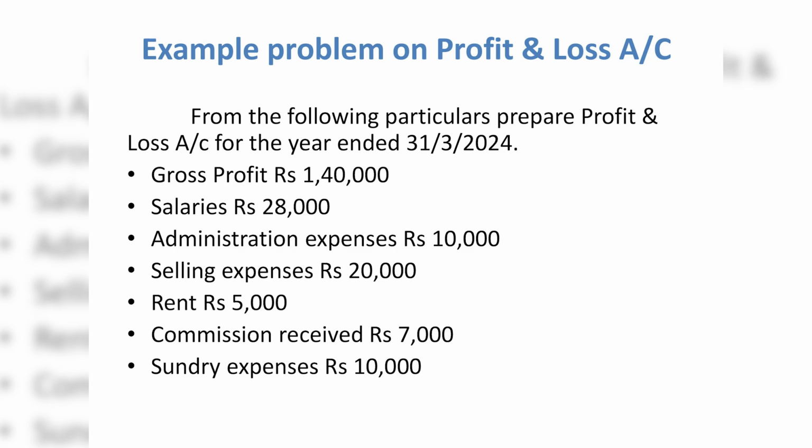Administration expenses rupees 10,000. It is also an indirect expense to be treated on the debit side of the profit and loss account. Selling expenses like carriage outwards to be treated on the debit side. Selling expenses in the form of carriage outwards or advertisement, anything like that, is to be taken on the debit side of the profit and loss account. Rent paid rupees 5,000 to be treated on the debit side. Commission received is income to be taken on the credit side. Sundry expenses or any other miscellaneous expenses are also to be treated on the debit side of the profit and loss account. Now, we will see the solution.